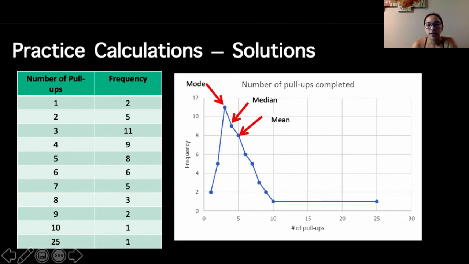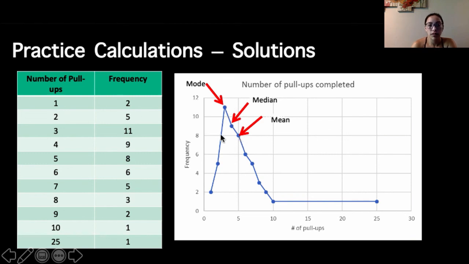When we do all of our calculations, what we should end up with is a mode of 3, which we can easily see from this frequency distribution. It is the most frequently occurring value. So you could have calculated that just by looking at the table. The median should have been calculated as 4. So that's the middle of our distribution, just based on how many values we have collected. And then the mean is 5.1, or should be 5.1.